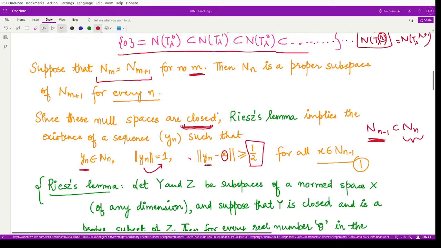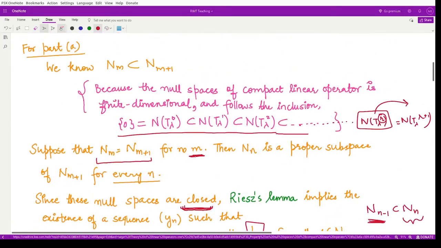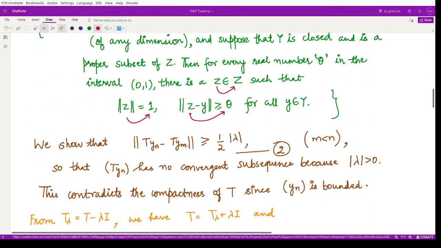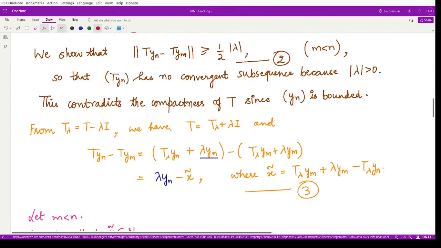Now in order to make the contradiction valid, we will show that the norm of Ty_n minus Ty_m is greater than or equal to 1/2 times the modulus of the given complex number lambda. Remember that this lambda here is fixed, and because we are keeping it fixed, all these operators T_lambda are defined, right? Okay, so now we will show that this is true. Now why are we doing this?